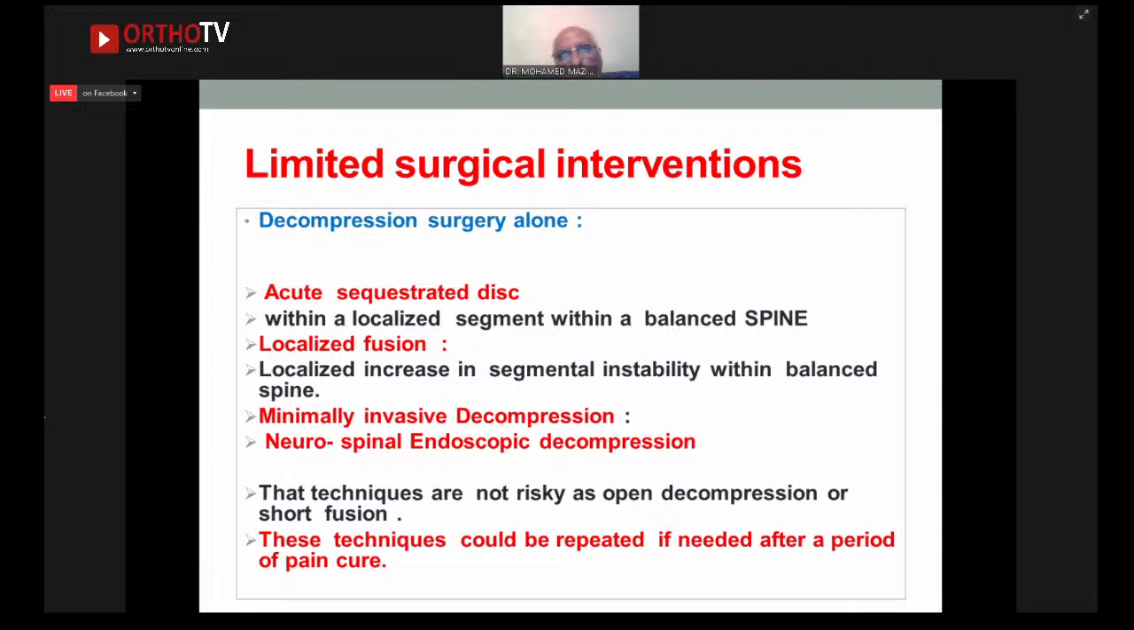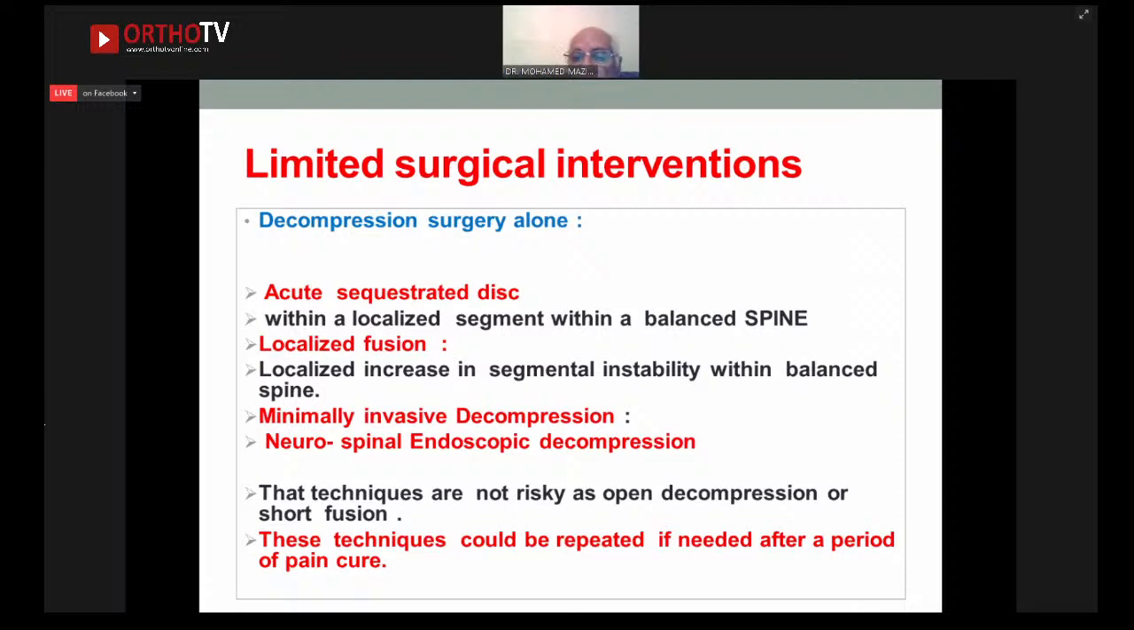If you go to America and there's a presentation in every place, they treat the whole spine with very long, extensive surgery, and this is not the situation which we should recommend in our cases. Minimally invasive decompression, neurospinal endoscopic decompression, these are many tools in our hand nowadays, and you have to use them for our elder, fragile elder age patient. That technique is not as risky as open decompression or short fusion.